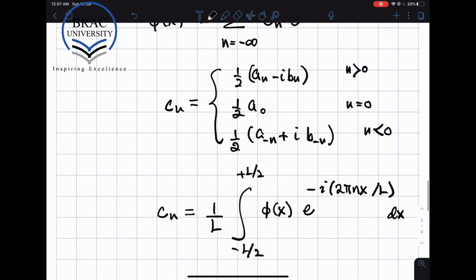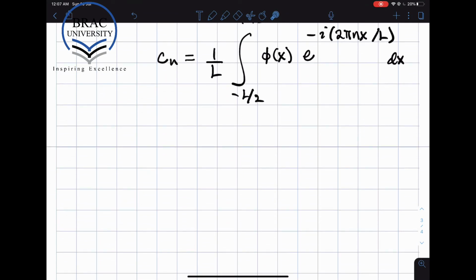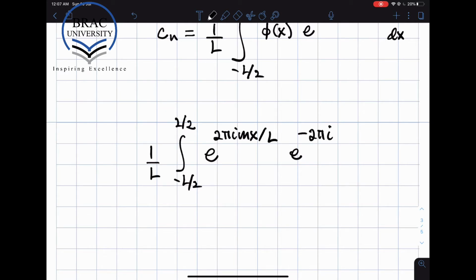So to get this from this, we need some sort of orthogonality conditions for the exponentials, and the orthogonality condition for the exponential is given by a very simple formula: 1 over L, integral from minus L by 2 to plus L by 2 of e to the power 2 pi i m x over L times e to the power minus 2 pi i n x over L dx, and that is going to be equal to delta mn.